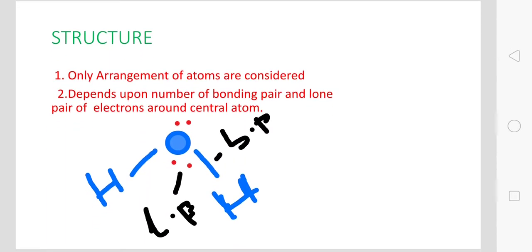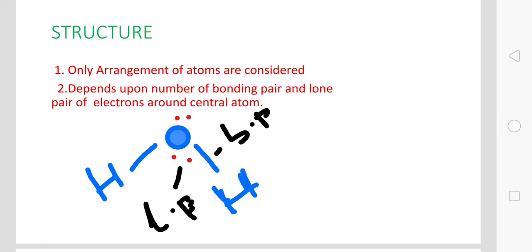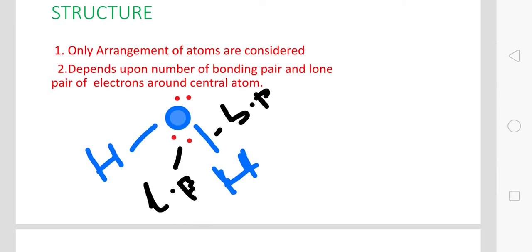So first we are going to see the structure of the molecule. The structure of the molecule is based on the arrangement of atoms in a molecule. Then we can find the structure of the molecule by knowing the number of bonding pairs and lone pairs. I have given one example, the water molecule. Here there are two bonds, so two bonding pairs. Then there are two lone pairs. So by finding the bonding pair and lone pair we can find the structure of the molecule.